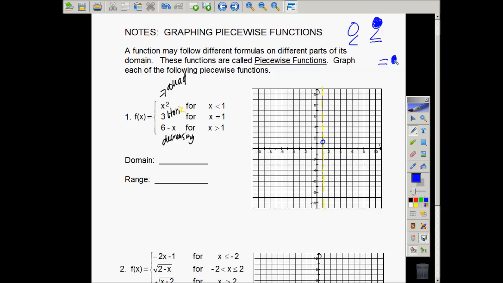Okay? So we know here I'm going to have a closed circle, right? So this should be an open circle, closed circle, open circle.